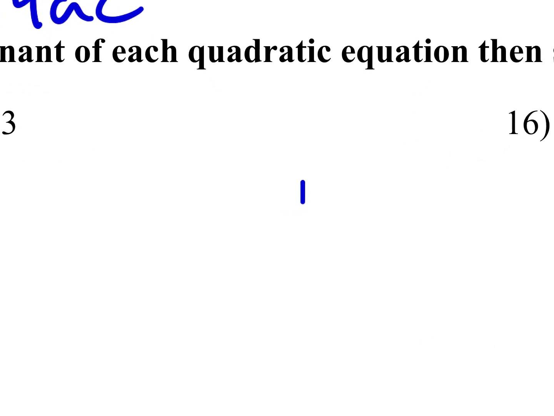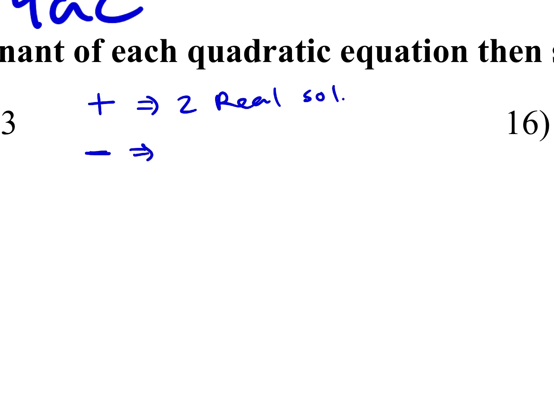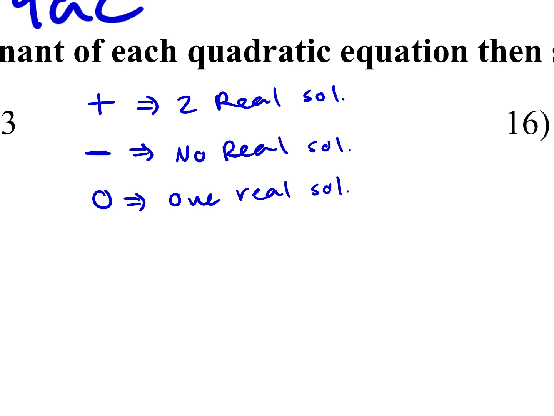And then just to give us a little refresher, if our discriminant is positive, how many solutions do we have? 2 real solutions. If our discriminant's negative, how many solutions do we have? No real solutions. And if our discriminant is 0, 1 real solution. So you need to know this for tomorrow also.